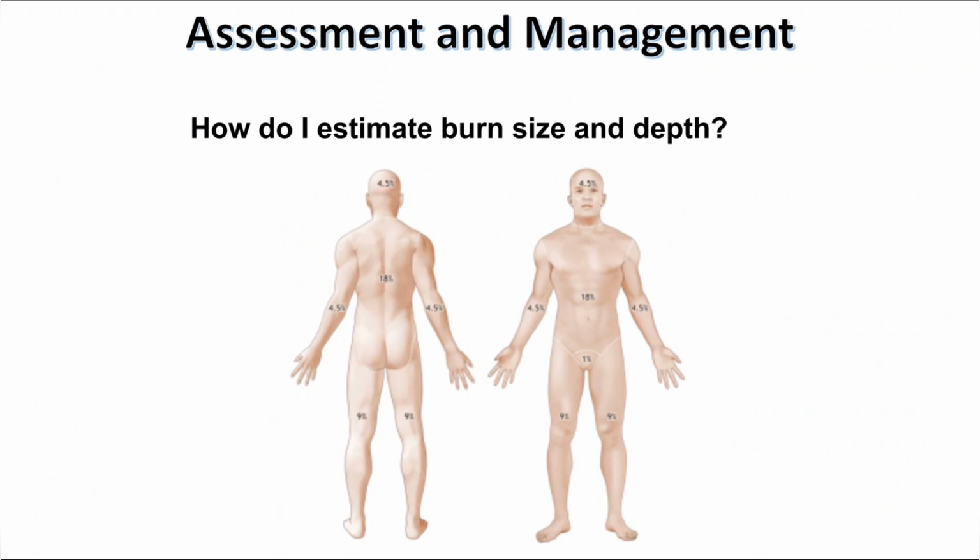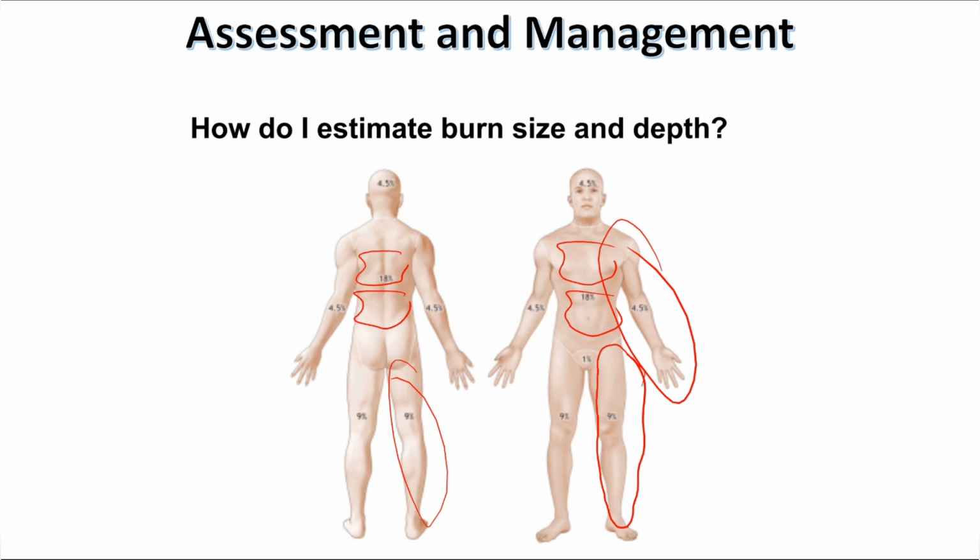How do I estimate the burn size? We have the rule of 9. So 9% each on the anterior and posterior, I mean the chest and abdomen. Then anterior and posterior, each leg is 9%. Upper arm is 9%, anterior 4.5, posterior 4.5. Also the head totally is 9% and genitalia is 1%.